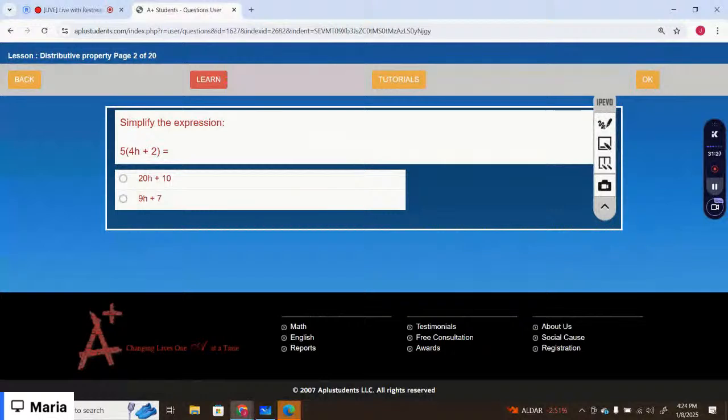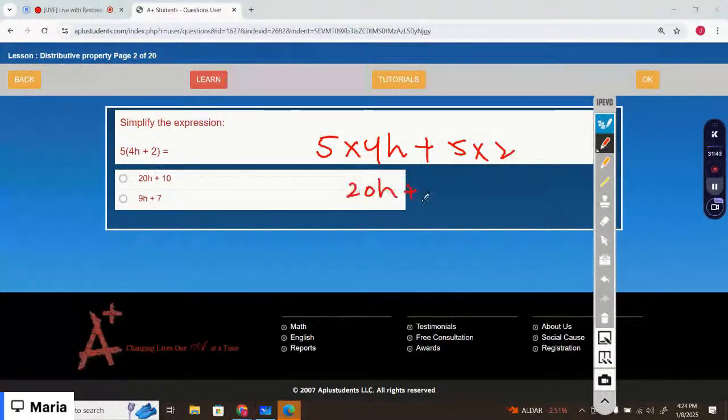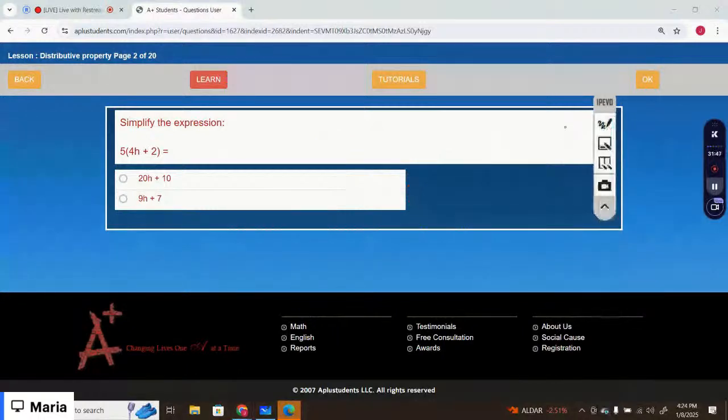Simplify the expression 5 times (4h plus 2). So you have to do 5 times 4h plus 5 times 2. 5 times 4h is 20h and 5 times 2 is 10. So option number 1 is the correct option, that is 20h plus 10.